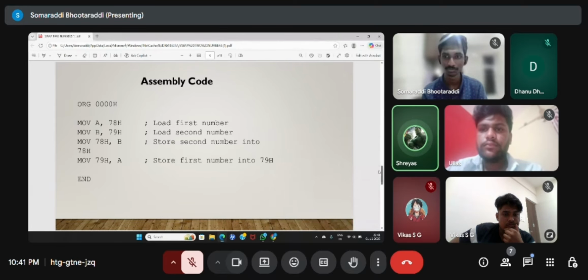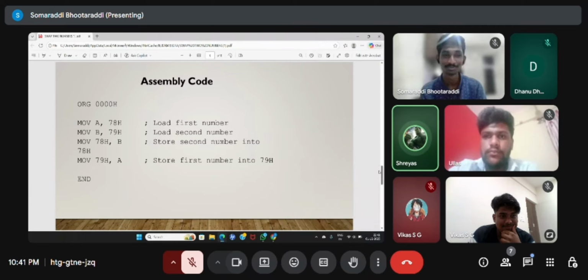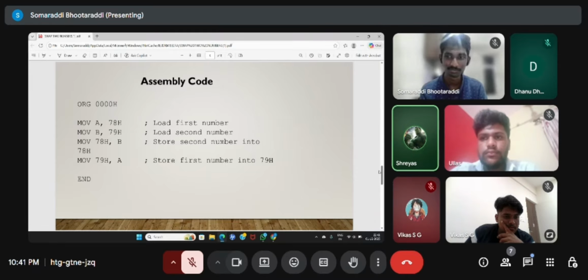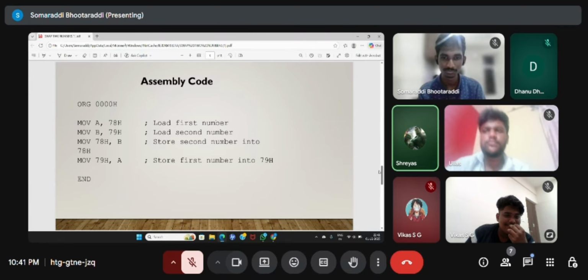Like we are storing both the values. We are storing the 78H memory value into the second register, and also the 79H memory value is stored in the first register, and the program executes.